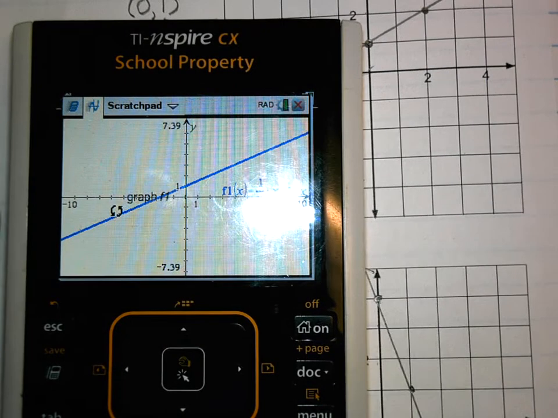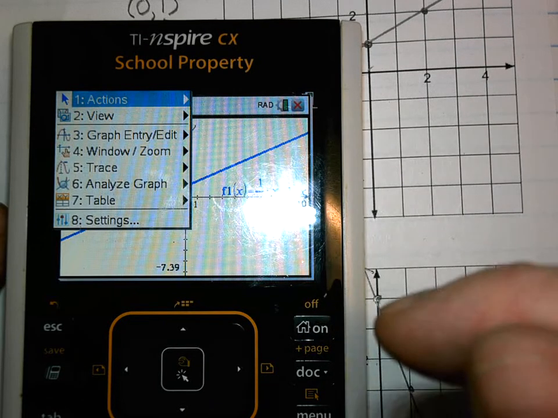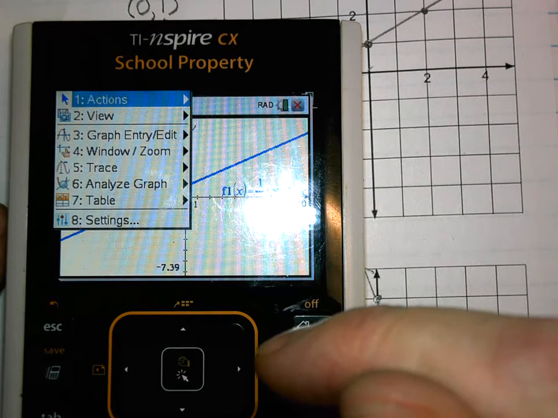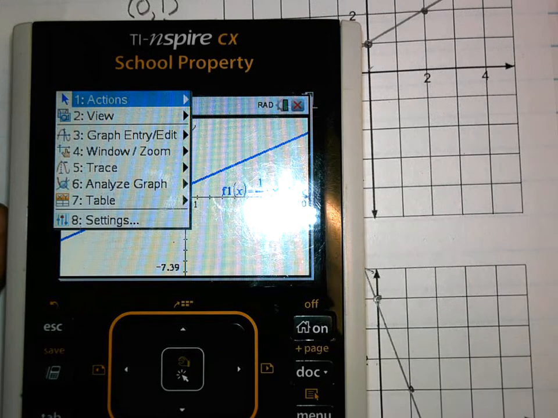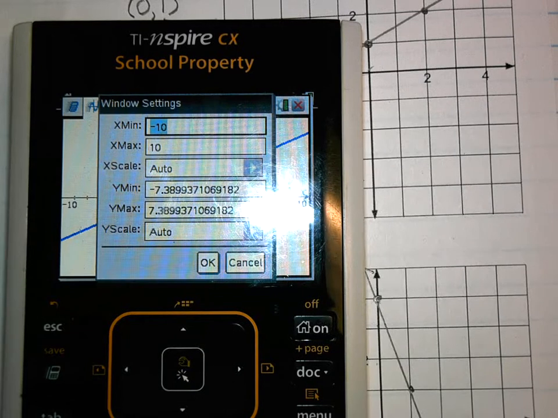To do that, we're going to press Menu. Graph entry. Window Zoom, number 4. And then Window Setting, which is number 1. So everyone should be looking at this screen right now. Everyone there?